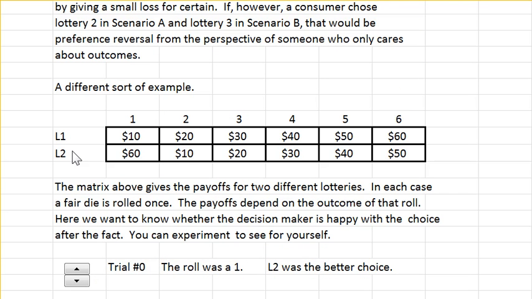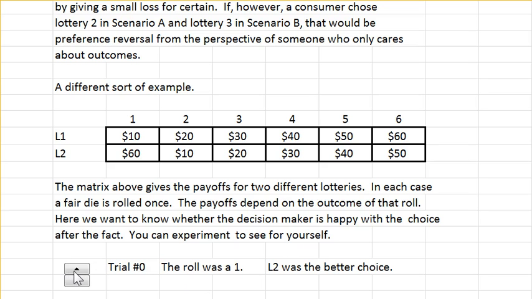Here's a second example. We're going to roll a die and get outcomes 1 through 6 and use Excel as the random generator for this. And then we're going to look at these two lotteries. This one pays off these payoffs. Lottery 2 has similar payoffs, but they're permuted. And the question is, which lottery do you choose?